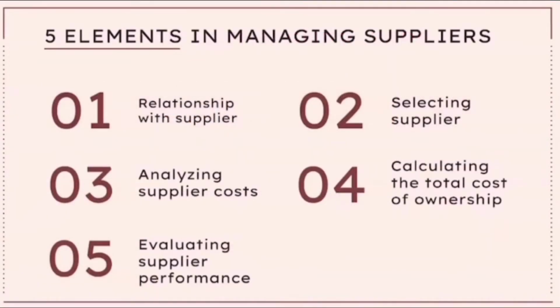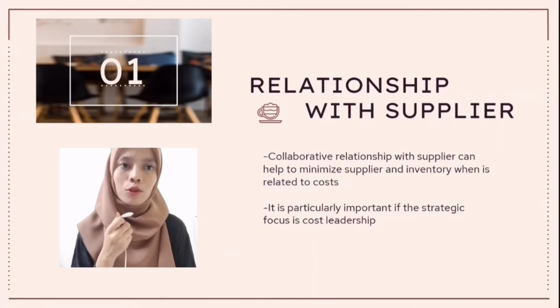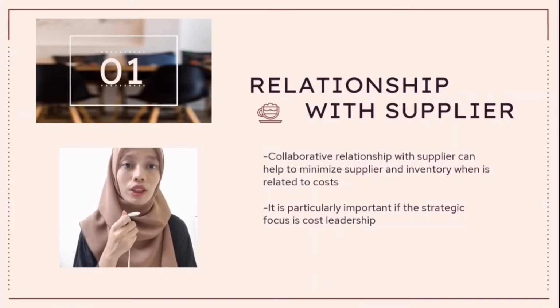Next, we move to the 5 elements in managing suppliers. So, the first element of managing supplier is relationship with supplier. A collaborative relationship with suppliers can help to minimize supplier and inventory costs. It is particularly important if the strategy focus is cost leadership.